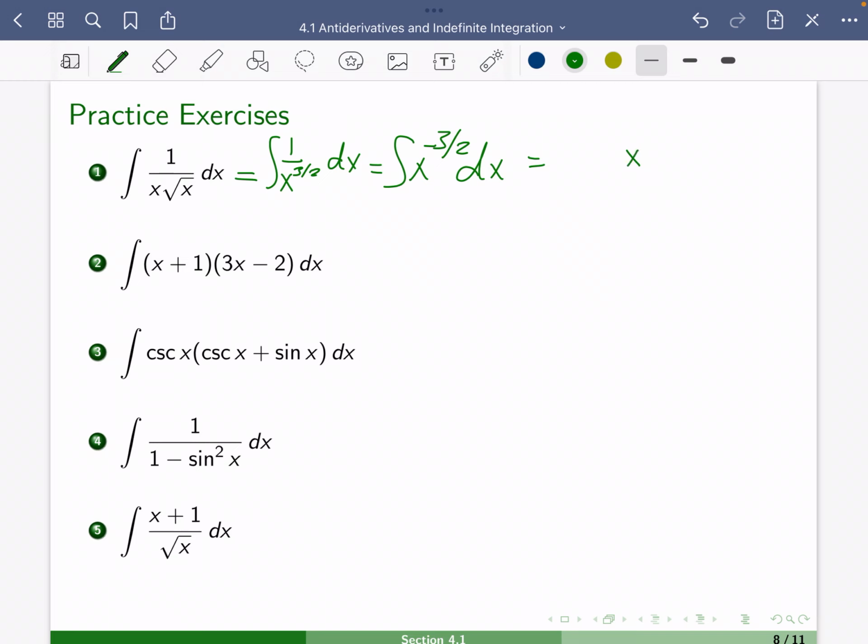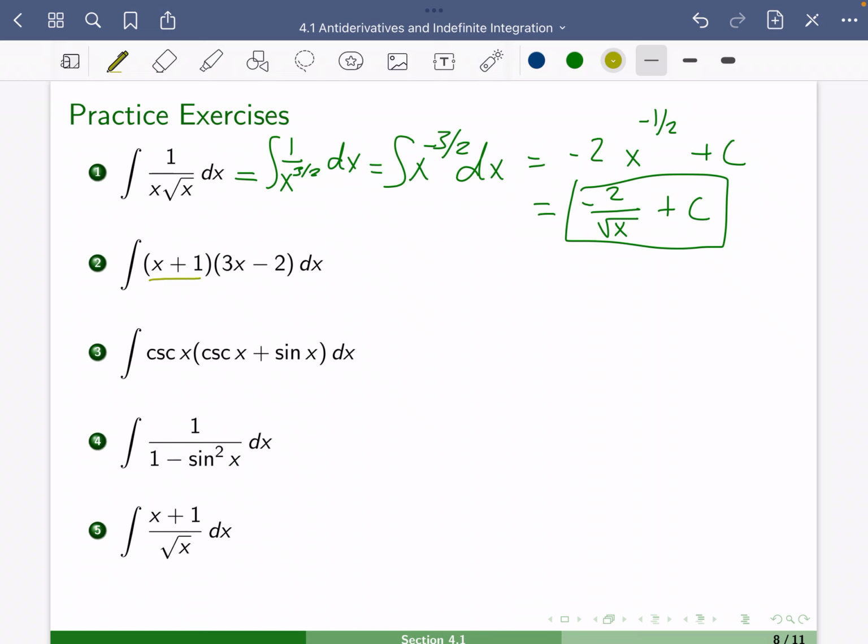We're going to add 1 to the power, so negative 3/2 plus 1 is negative 1/2, and then divide by that new power. Dividing by negative 1/2 is the same as multiplying by negative 2 over 1. And then don't forget the plus c. So this is negative 2 over the square root of x plus c. That is the value of our integral. All right, let's look at the second one.